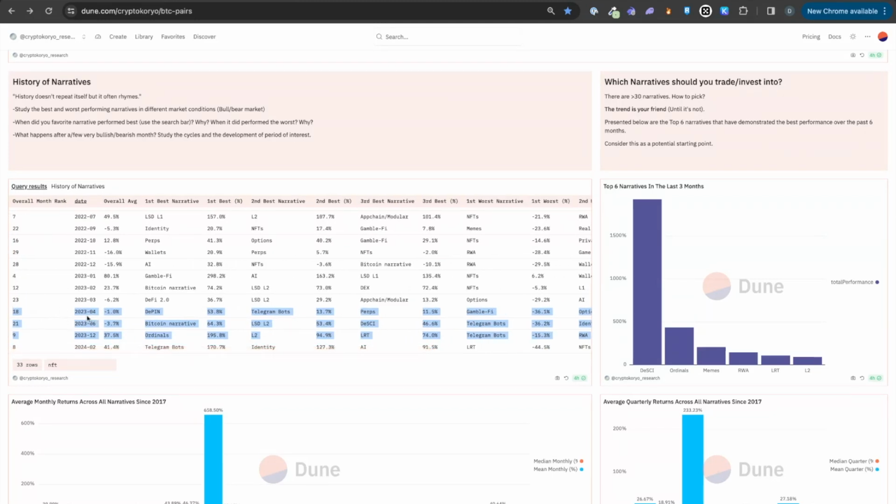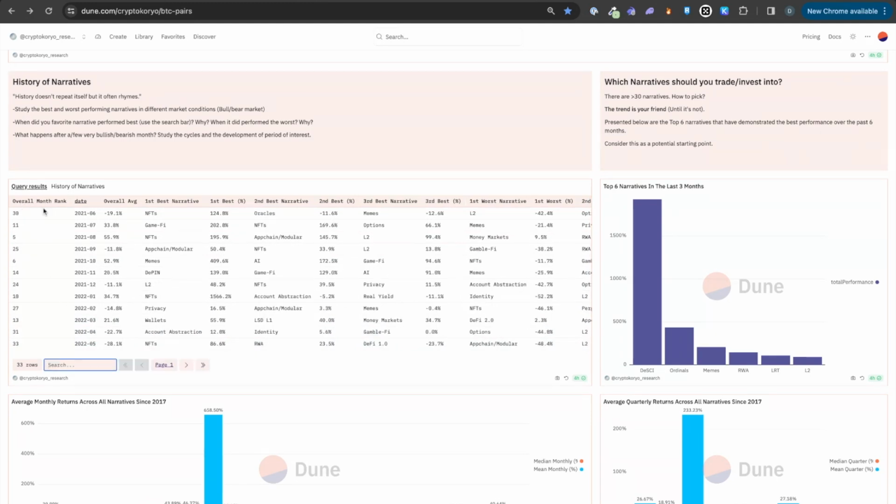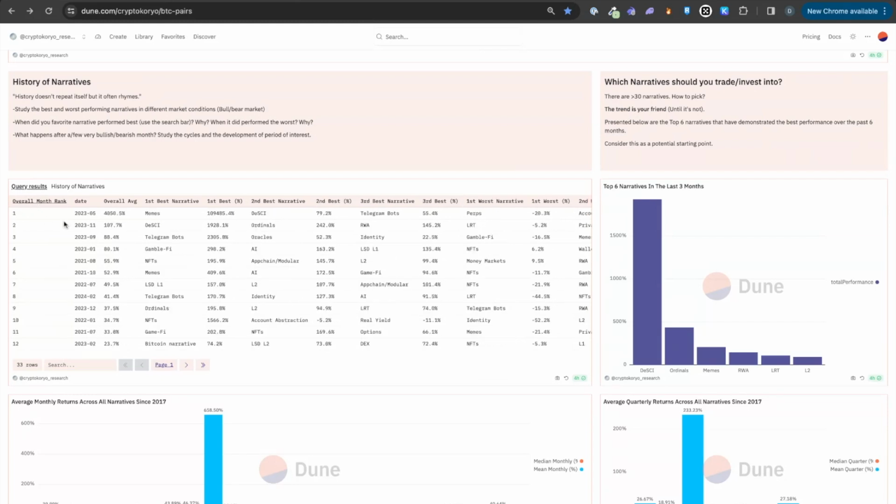And you can also see the ranking of the overall average returns. For example, so far the best month overall has been May 2023. Again, you have to be careful because this is because of decentralized science, which has skewed everything. But if we ignore that one, there are some interesting observations. For example, we know that the first month of last year was bullish, and so it was one of the most bullish across all times.